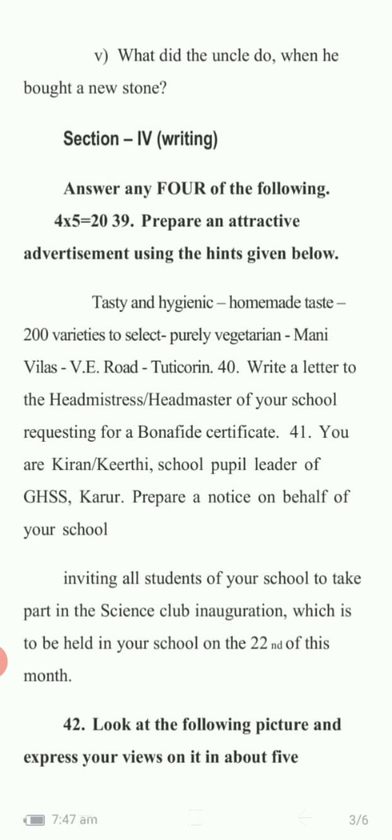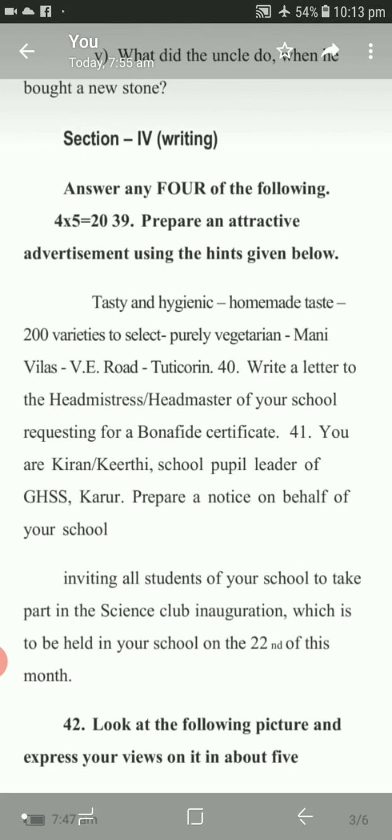Section 4, writing. There also, answer any 4 of the following. Prepare an attractive advertisement using the hints given below. I will take one class for you on how to prepare an advertisement. You already learned it in 8th standard and 9th standard, but again I will teach that. Here, one advertisement. 40th question: write a letter to the headmaster or headmistress of your school requesting a bona fide certificate. So, letter writing, one advertisement, then letter writing.